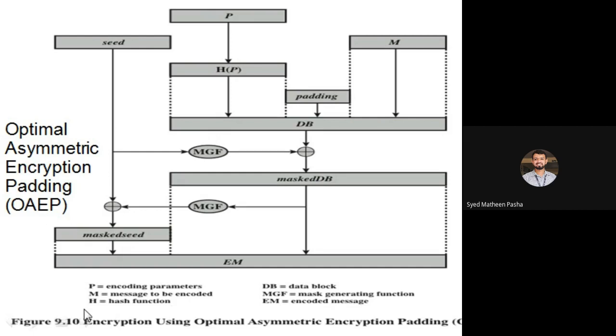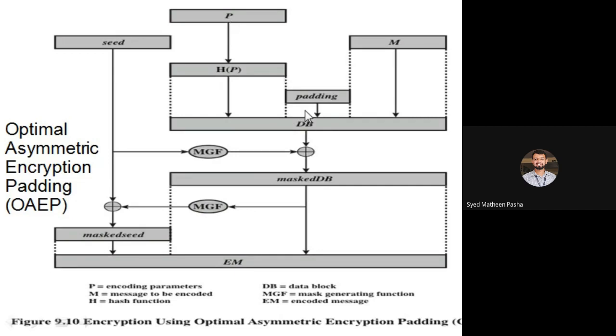You can see there are some terms you need to remember here. In this model, P stands for your parameter, I can say an encoding parameter. M stands for the message. H stands for the hash function. So you can see I have used H of P. H basically tells you the hash function for this parameter, the encoding parameter.